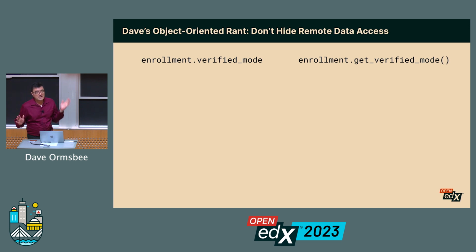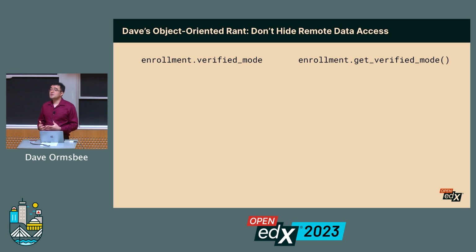So you might also ask, why would you do this, right? What's the difference between the thing on the left and the thing on the right? And why would you make your own methods and cache them when you can use Python magic and just have it done for you? So this is one of my personal rants: you should not hide remote data access, because it is a different thing.